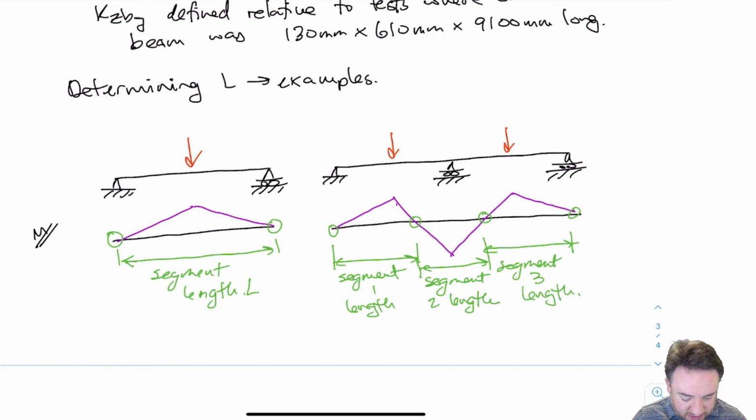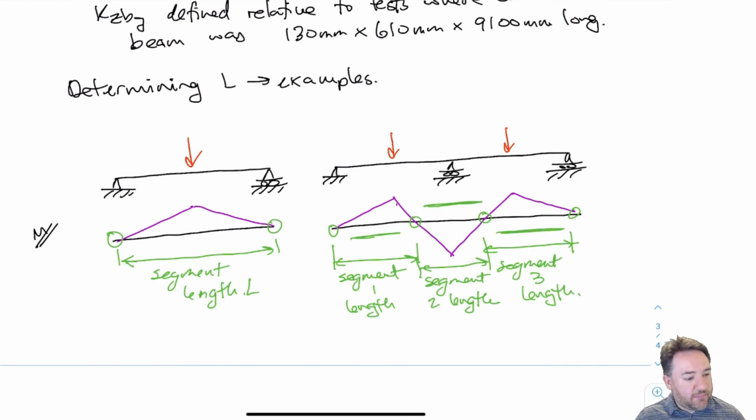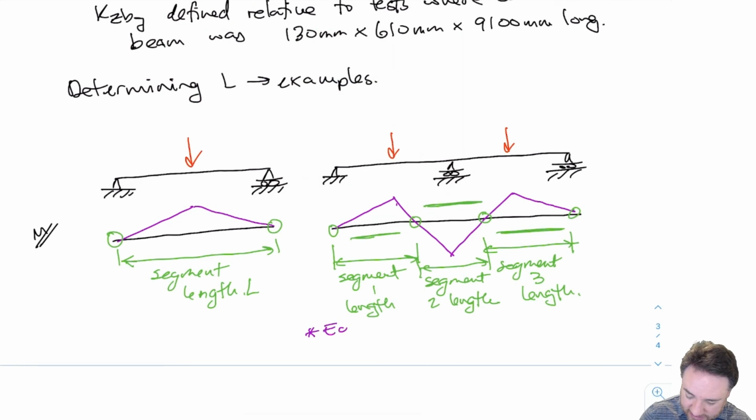Okay, one other interesting thing that happens here is, on the left segment, segment 1, I have tension in the bottom of the beam, right? And then in segment 2, I have tension on the top of the beam, and on segment 3, I have tension on the bottom of the beam again. But there's always some tension side of the beam, and so we're always going to consider some KZBG. And each segment has a different KZBG.